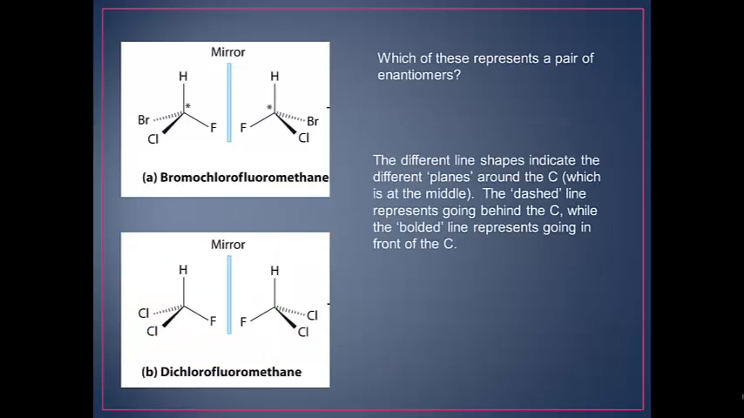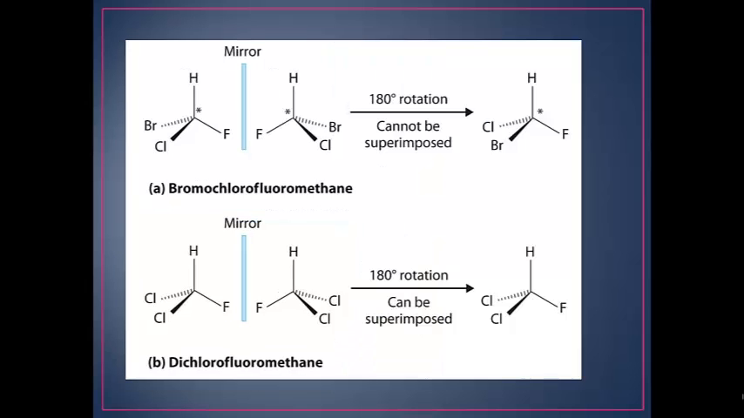So it says, which of these represents a pair of enantiomers? The different line shapes indicate the different planes around the carbon, which is at the middle. The dashed line represents going behind the carbon, while the bolded line represents going in front of the carbon, and the flat line kind of represents being in the same plane as the carbon. Okay, so if you looked at those two, the first pair cannot be superimposed on top of each other, but the second pair can. So the first pair are enantiomers and the second pair are not.